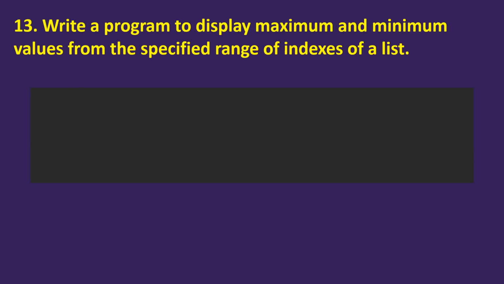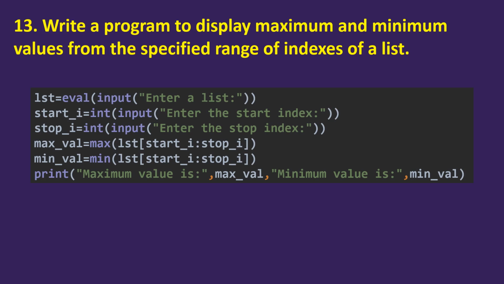Now write a program to display maximum and minimum values from the specified range of indexes of a list. Okay, so let's say there is a list LST which will be taken from the user at runtime by using the eval function. Now we will have two more values, that is start index and stop index.